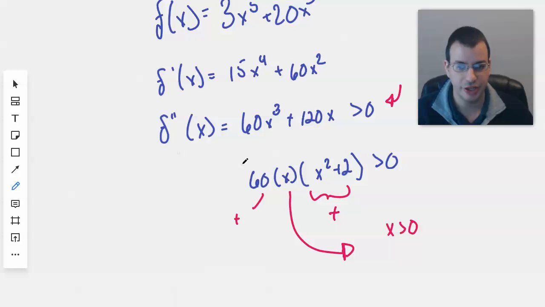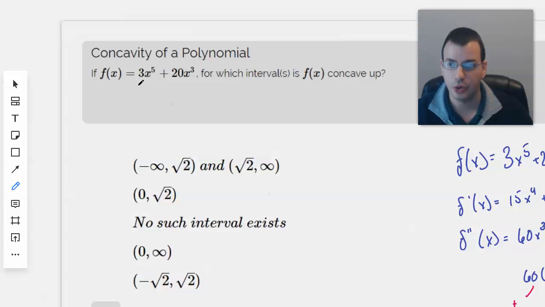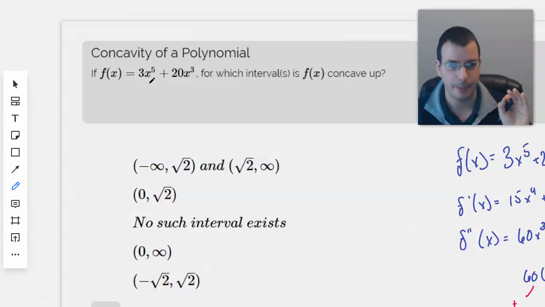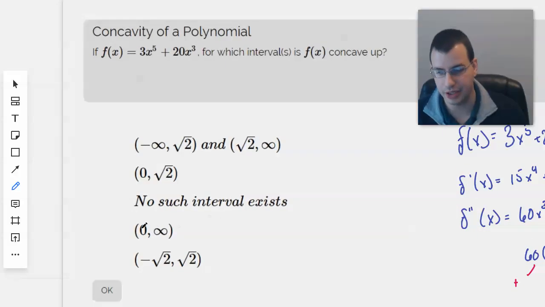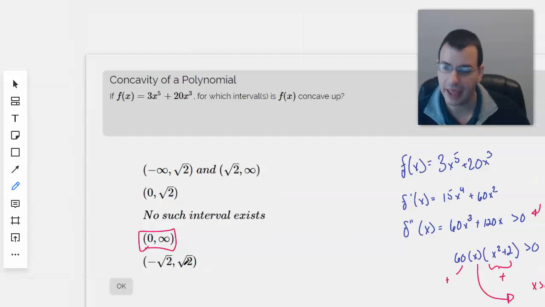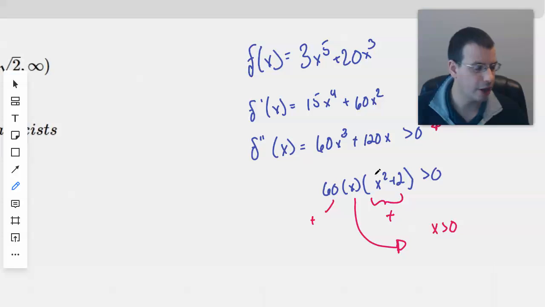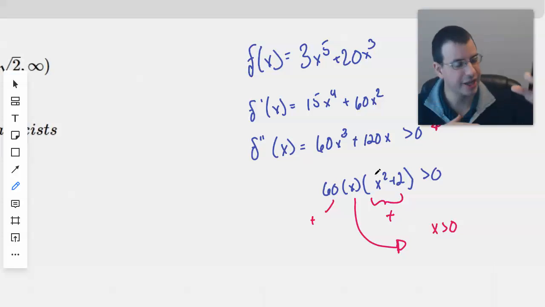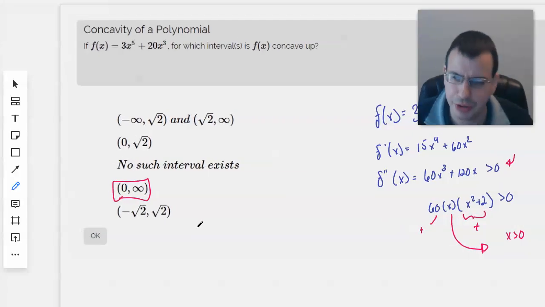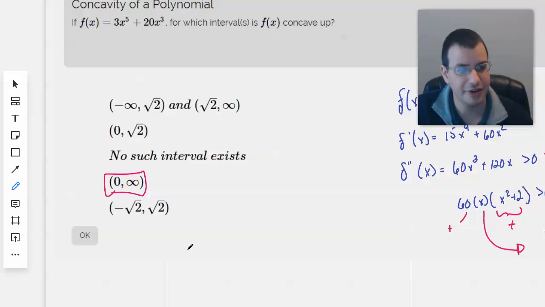And so the second derivative will be greater than 0 when x is greater than 0, and so this will be concave up. This function f of x will be concave up from 0 to infinity, non-inclusive. And interesting, that makes sense too, because when x is 0, it'll be 0, which won't be concave up. It'll just be no concavity. Inflection point? Probably inflection point. Okay, so that's the idea of finding concavity on an interval.